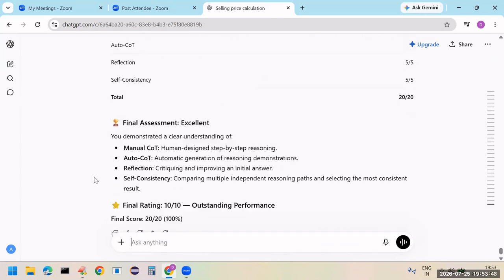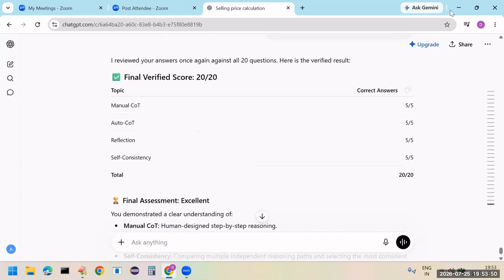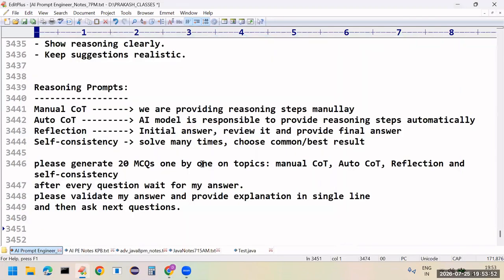So clear? Yeah, clear. Yes. So I hope now you got clarity on all these reasoning steps, 4 prompts. Am I right? Yes, sir. Just apply these prompting techniques even in your day-to-day activities also. Okay.